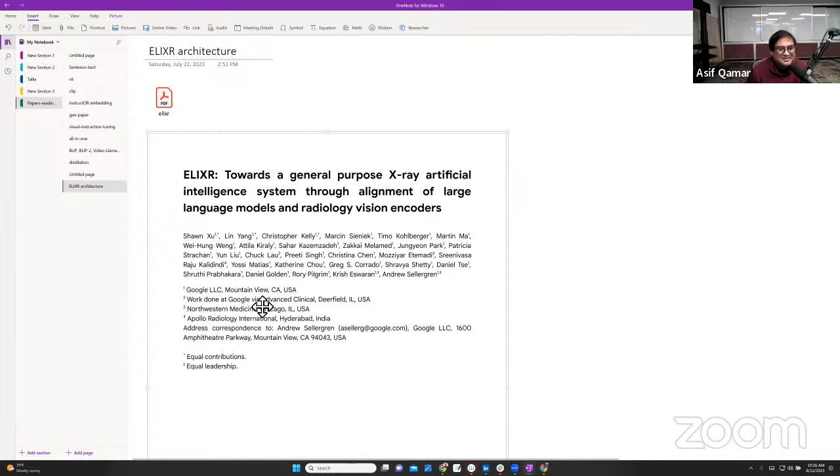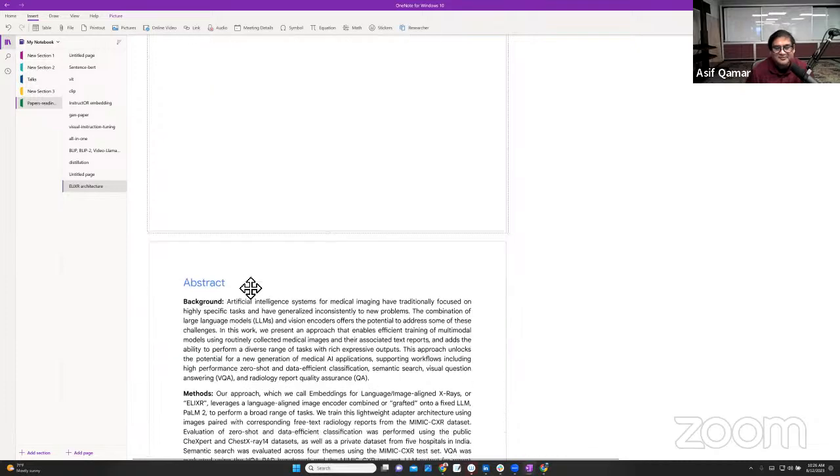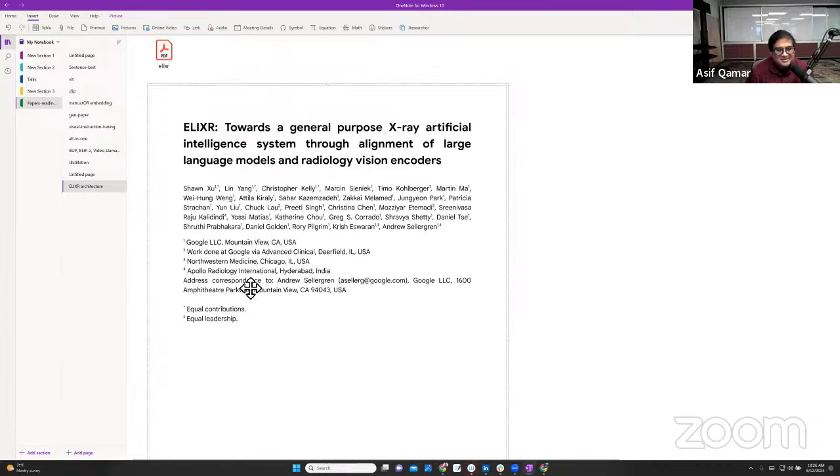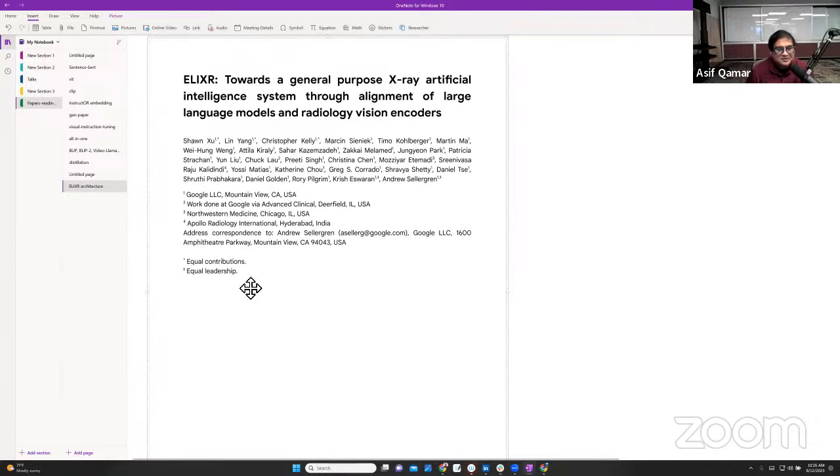I'll just start by reading this paper. It came out very recently. I don't know the exact date, but it was in the last couple of weeks, I believe. As you can see, Google is involved in this. And it turns out that some of the data comes from the Apollo Hospital in Hyderabad in India, and some of the data comes from Northwestern Medicine University. And some of the data on which the model has been trained is in the open source domain.